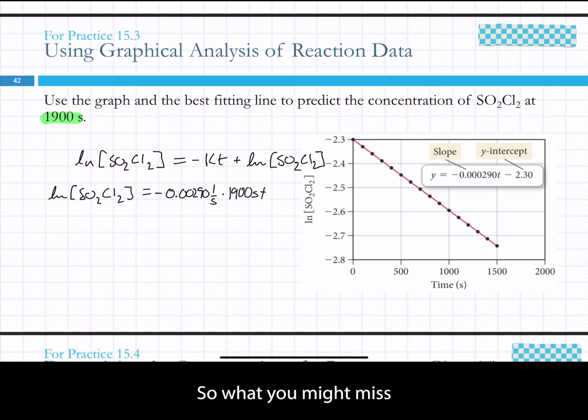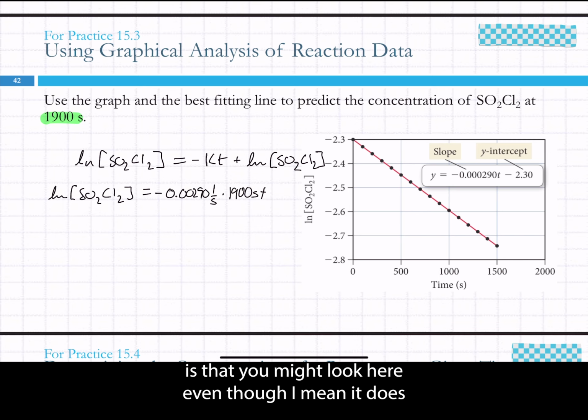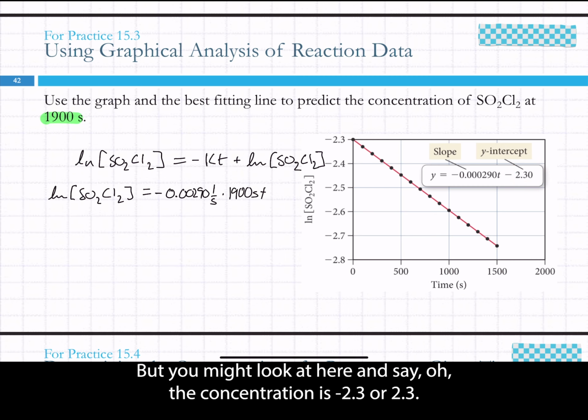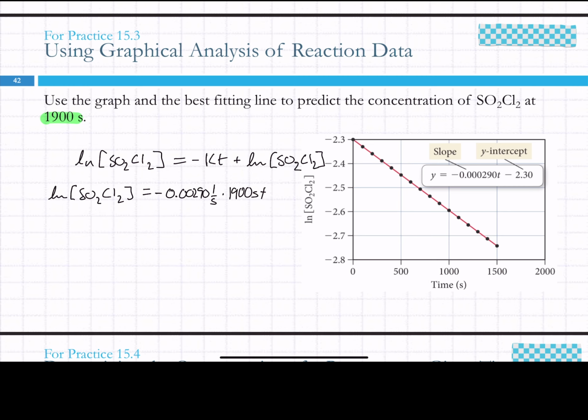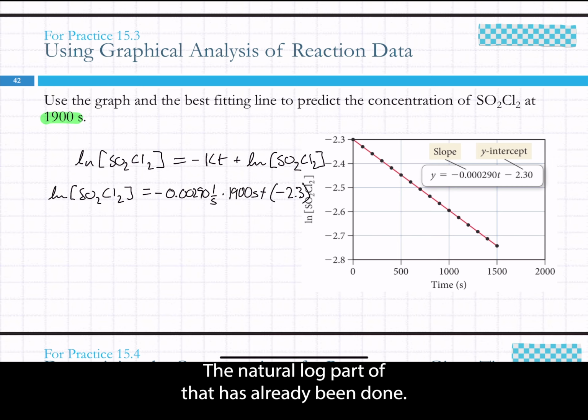So what you might miss is that you might look here, even though it does give you the y-intercept here, but you might look up here and say, oh, the concentration is negative 2.3 or 2.3, and then you plug in the natural log of 2.3 to do this whole equation, but it's already the natural log. So really we're just plugging in negative 2.3. The natural log part of that has already been done.